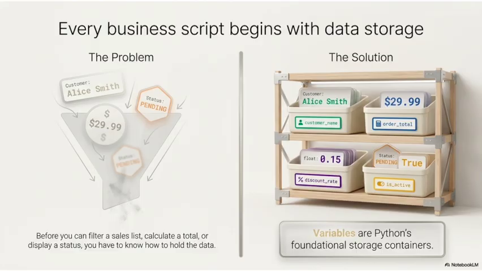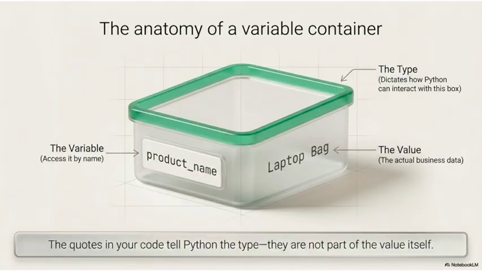Think of them as named boxes on a shelf. You label the box, put something in it, and then reference it by name whenever you need it. Variables are Python's foundational storage containers. Nothing works without them. Let's break down what a variable actually looks like under the hood.